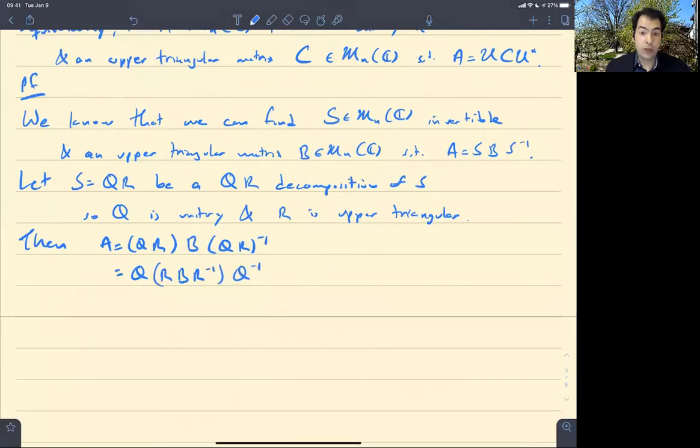But because Q is unitary, Q inverse is equal to Q star. And now just note that this is upper triangular. So this I can write as Q, C, Q star, with C upper triangular. Okay, so that proves the Schur decomposition.